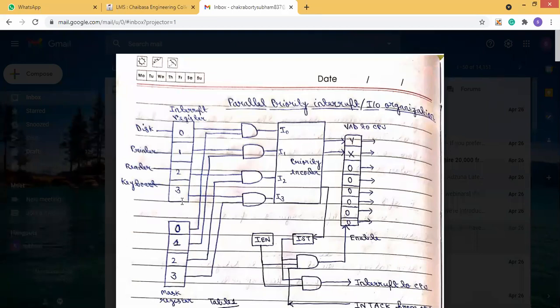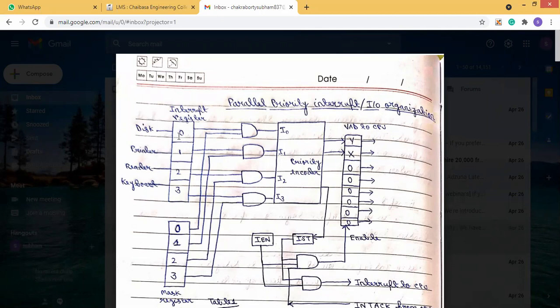If we increase the number of input devices, then the numbers will increase. Like if we use 5 input devices, then it will be 0, 1, 2, 3, 4. And if we use 6 input output devices, then it will be 0, 1, 2, 3, 4, 5. The last one has the lowest priority. Here the keyboard is the lowest priority and disk is the highest priority. The highest priority is always mentioned first, and the lowest priority is mentioned last.